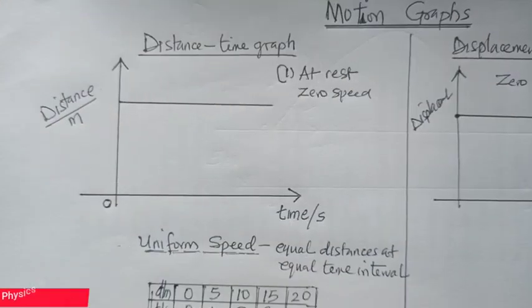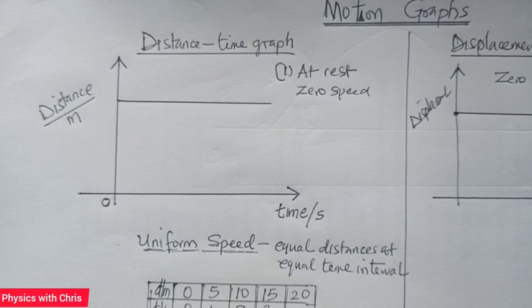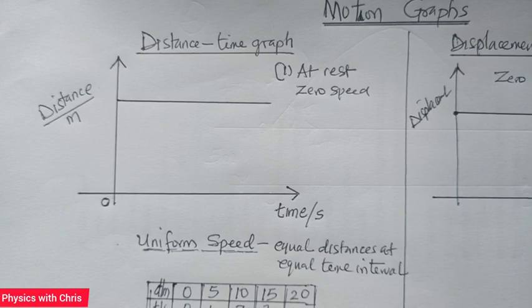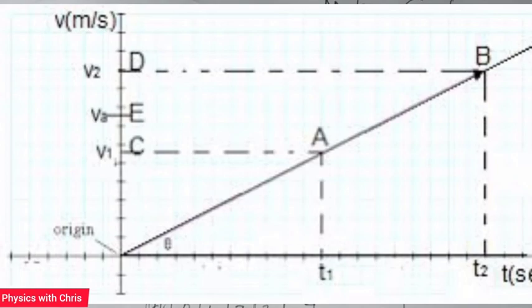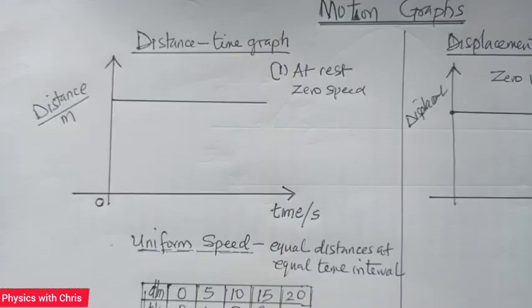We're talking about motion graphs in this video, and I'll start with a distance time graph. Of course, you know that a graph is a pictorial representation of information, a two-dimensional representation of two different variables. In this case, we're looking at distance and time, displacement and time, speed and time, velocity and time, and probably acceleration and time. So we start with the distance time graph.